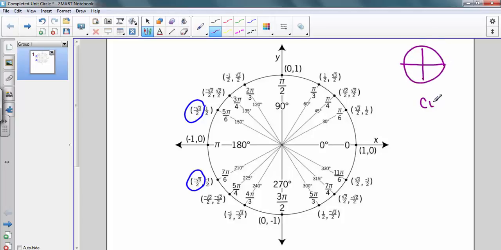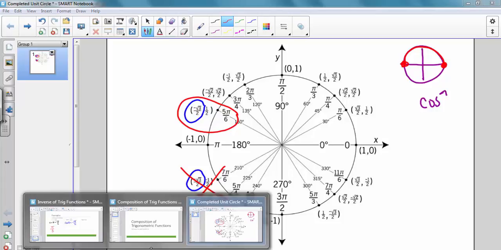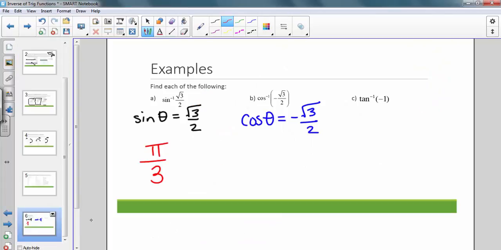Remembering my picture, cosine inverse was only valid between 0 and pi. So that means my only valid answer in my range is 5 pi over 6. The other value is not in my range. So the cosine inverse of negative root 3 over 2 is 5 pi over 6.